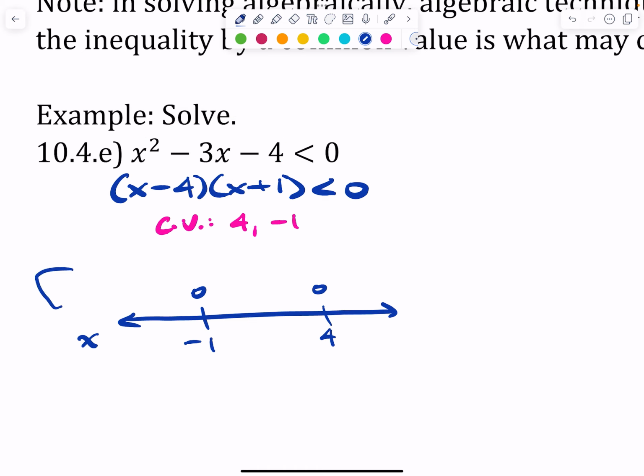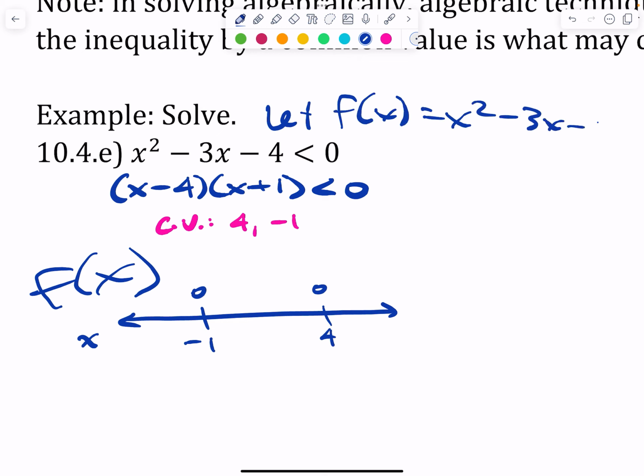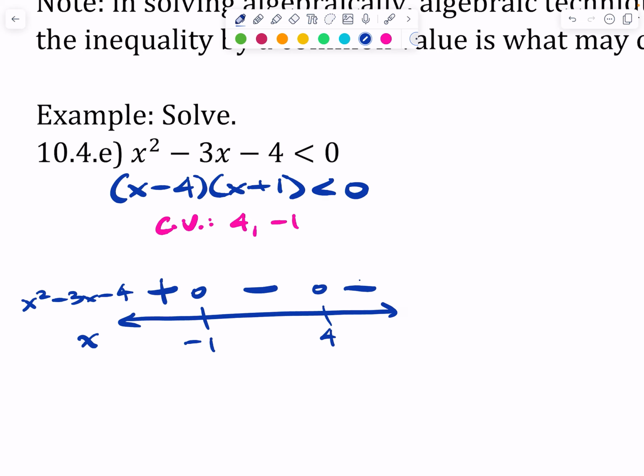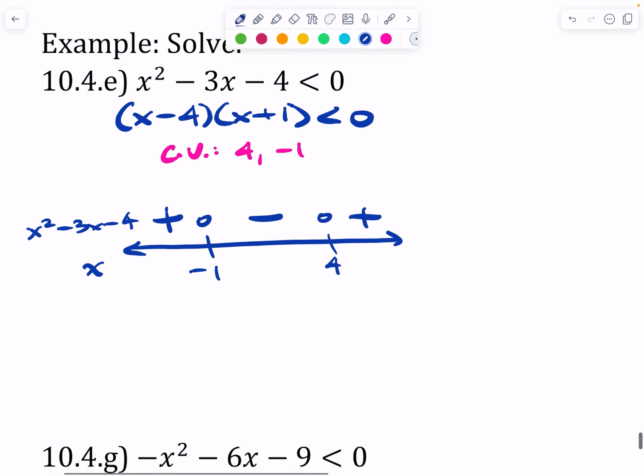It's not f of x, unless you say let f of x equal all that stuff. But if you don't say that, if there's no f of x defined, you can't use f of x. That would be a communication error of not defining a variable properly. So we can just write it as x squared minus 3x minus 4. Picturing that, we're going to get something that's positive, negative, positive. That's the pattern it's going to follow.